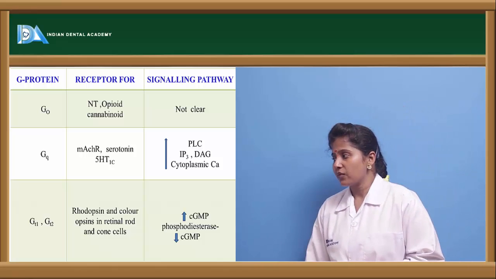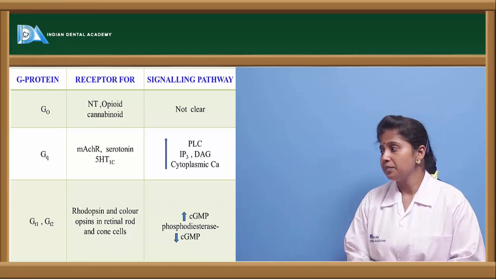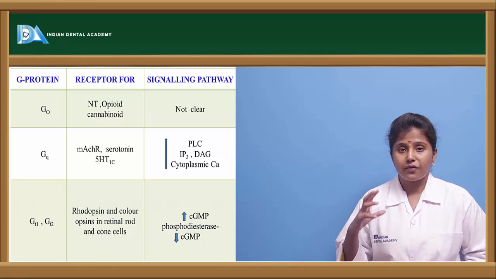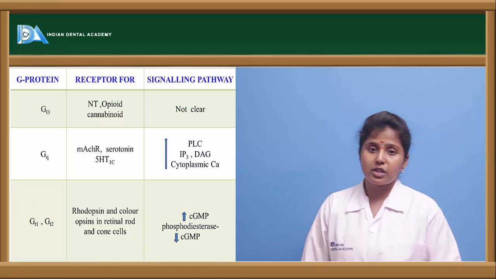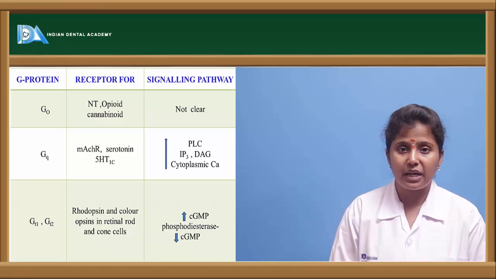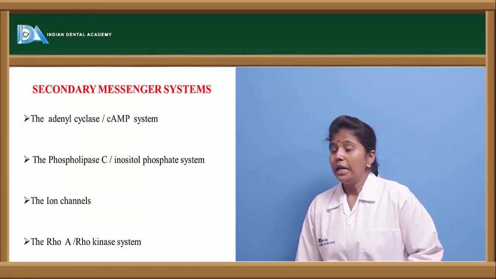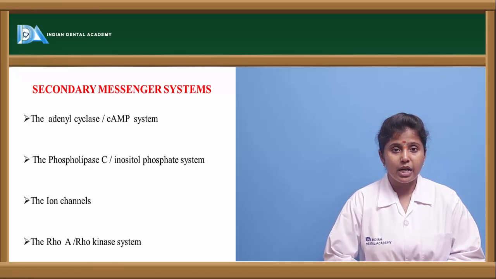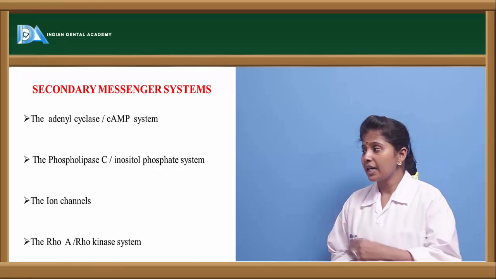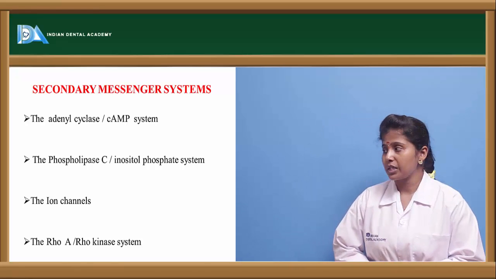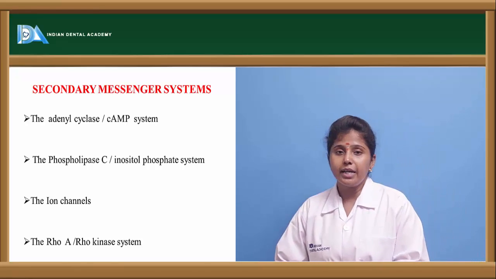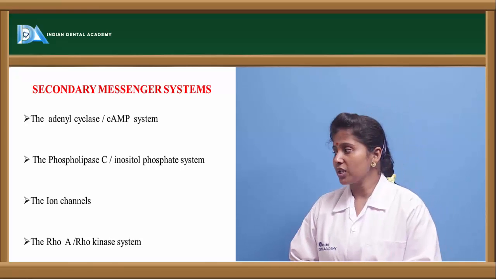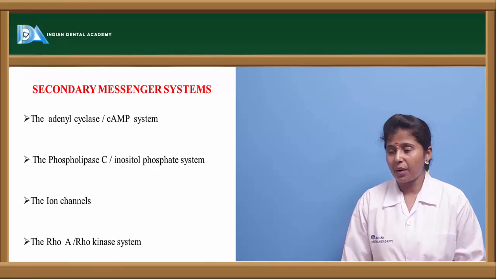And Gt type of receptors are present in rhodopsin and cone cells of the eye, where they undergo the process of increased cyclic GMP levels. So in this GPCR, as I told you, there are various signaling pathways. The GPCR has four different types of pathways. One is the cyclic AMP pathway, the inositol triphosphate pathway, ion channel regulation and the Rho kinase pathway.